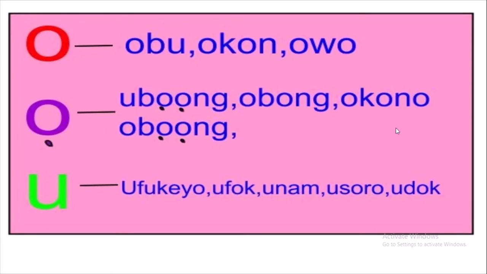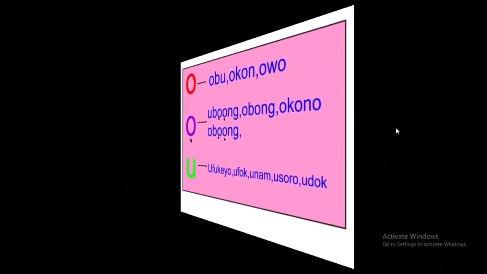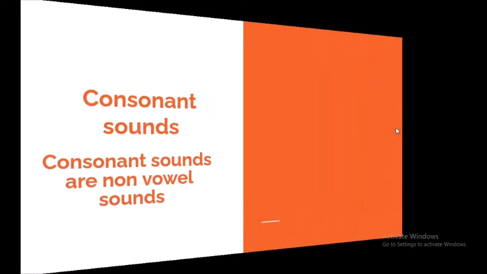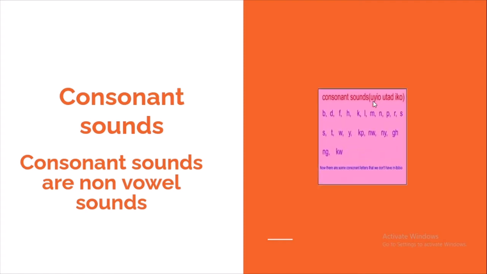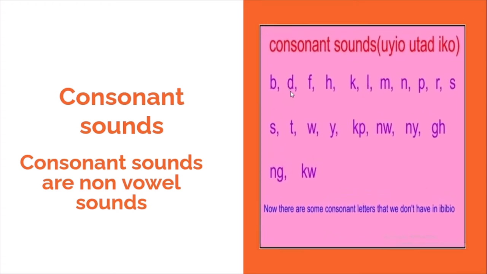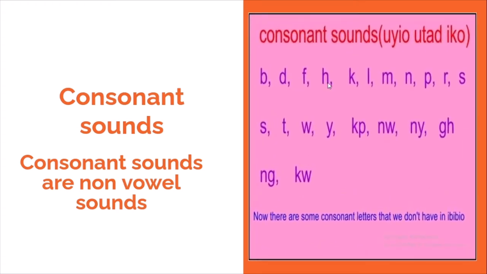Then the next one I will show you after the vowel sounds is consonant sounds. Consonant sounds are also speech sounds, but they are non-vowel sounds. We have some consonant sounds as well in Efik and Ibibio, which I'm going to show you. These are them: B, D, F, H, K, L, M, N, P, R, S, T, W, Y.